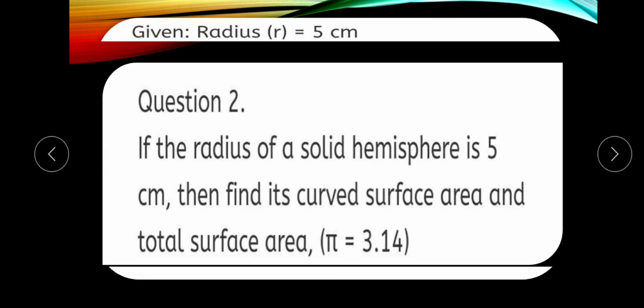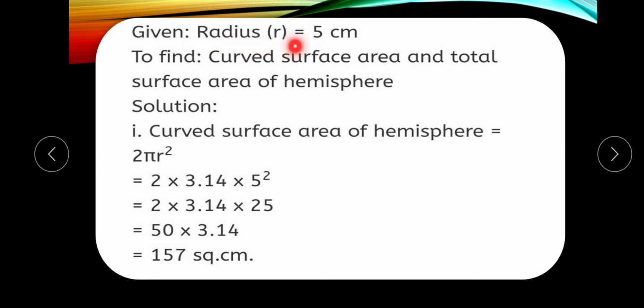Let's start. Here the radius is given as 5 cm. We need to find the curved surface area and the total surface area of the hemisphere. Let's start the first part. Curved surface area of a hemisphere is equal to 2 pi r square. Substituting the values, 2 into 3.14 into 5 square. Here 2 into 25 we will get 50. 50 into 3.14 we will get 157 square centimeter. Therefore, the curved surface area of the hemisphere is 157 square centimeter.